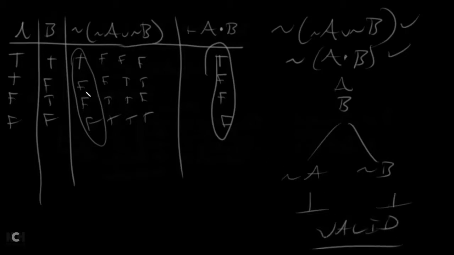Which is exactly what the table tells us. When the premise is true, the conclusion is true as well. There are no counterexamples. And since we saw in the previous table, in the previous tree, it works the other way. This is why we have a rule, De Morgan's law.